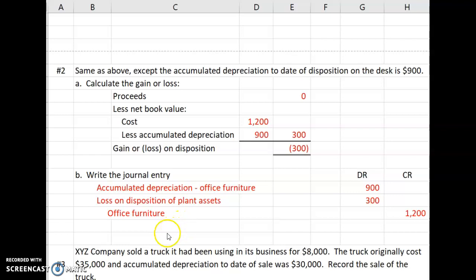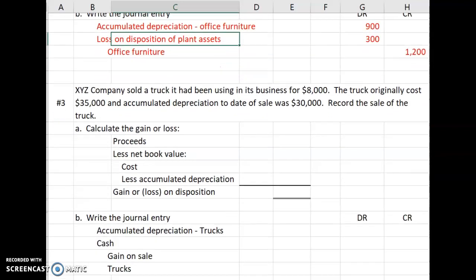And the journal entry is debit accumulated depreciation for the $900 of depreciation taken to date, debit loss on disposition of plant assets, $300, and credit office furniture. And it'd be okay if you had another account title on this loss, such as loss on disposition of furniture or loss on scrapping the desk, something on that order, as long as it's on the income statement.